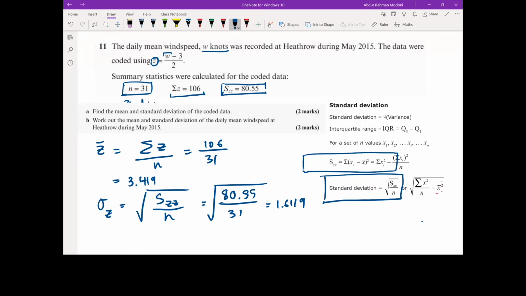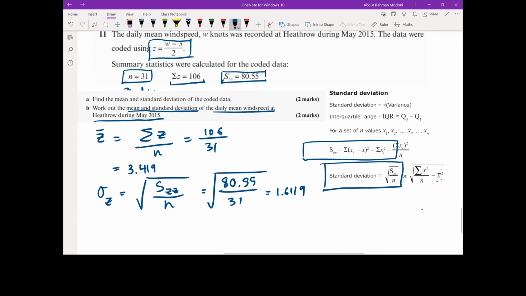So we have the mean for the coded data. It then goes on to say, part b, work out the mean and standard deviation of the daily mean wind speed at Heathrow. The daily mean wind speed, remember, is the values W. So we need to work out what W is. We don't have the data for W, so we have to go from Z in reverse to find W using our coding. So here's our coding: Z is equal to (W minus 3)/2.